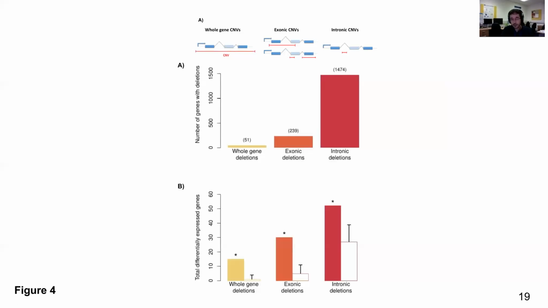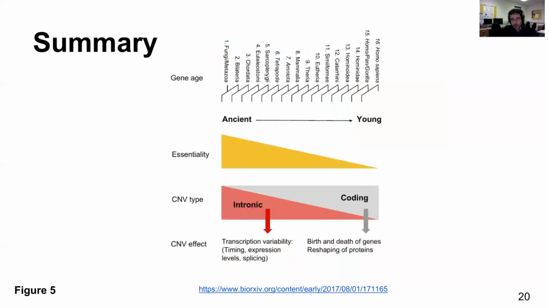And given that intronic deletions is the most abundant form of copy number variation affecting genes, we think that this potentially could have some impact in the future interpretation of intronic variation. We think that it hasn't been explored too much until now. Okay, so with that, I would like to wrap up to my final slide. So in figure 5 of the article, we try to summarize all the information.